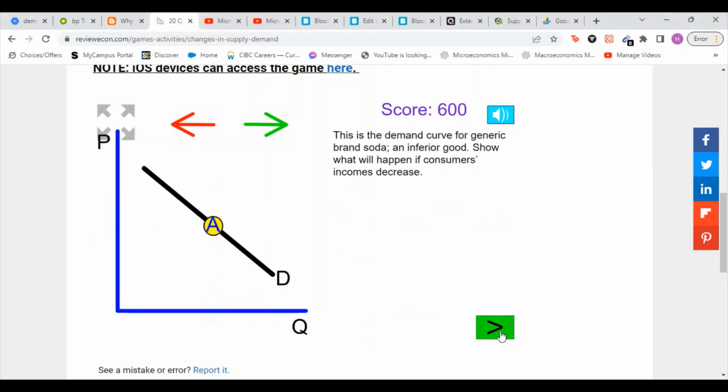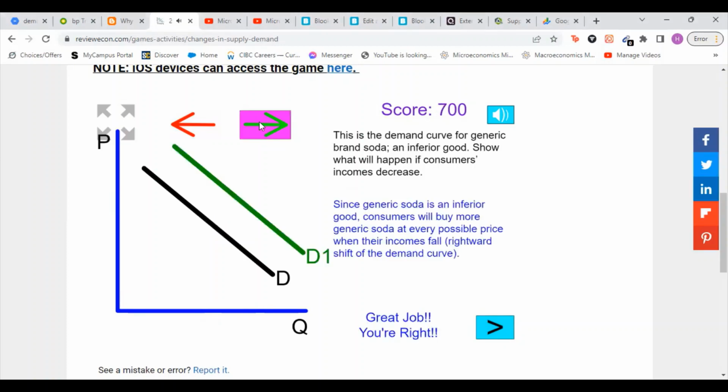Then this is the demand curve for generic brand soda, an inferior good. Show what would happen if consumers' incomes decrease. What would happen? So it would shift right. You got it.